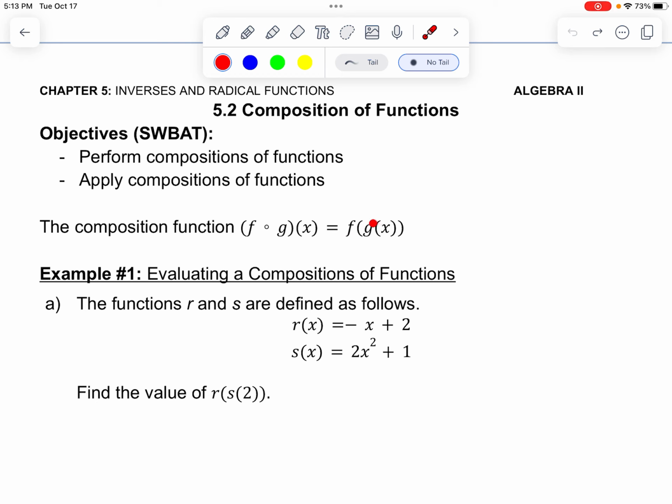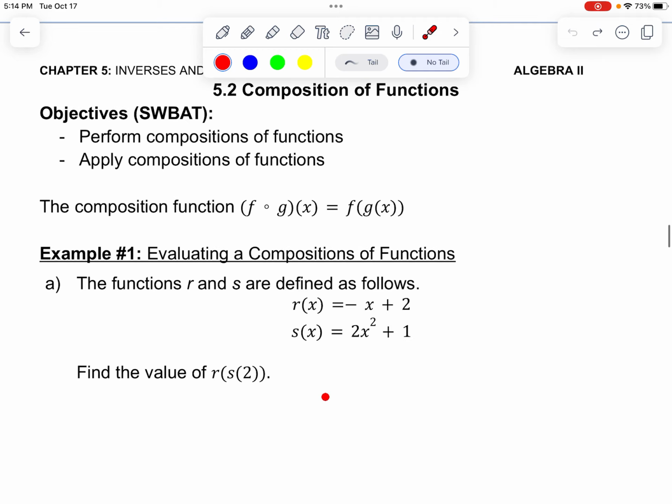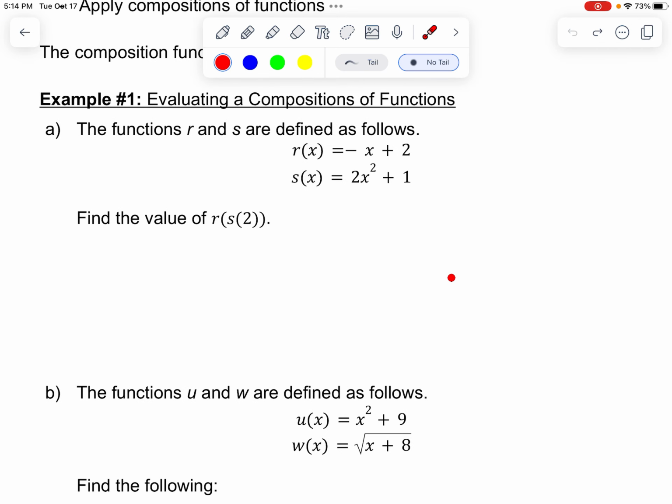So you kind of always want to think about it as you're working from the inside out. You always kind of want to tackle the inside function and then apply it to the outside function. So the second function, the g, that's always the one that's inside the parentheses, and then the f function, again, is what you would have started with. So I feel like it's going to make more sense once you just do it.